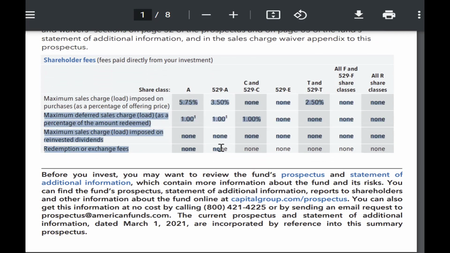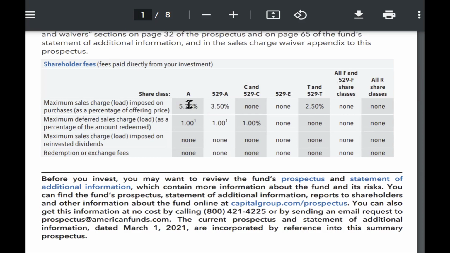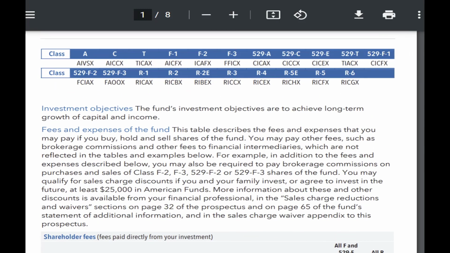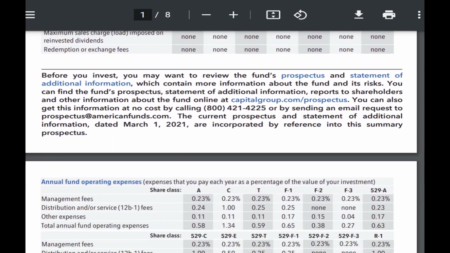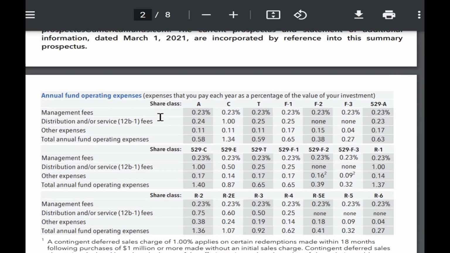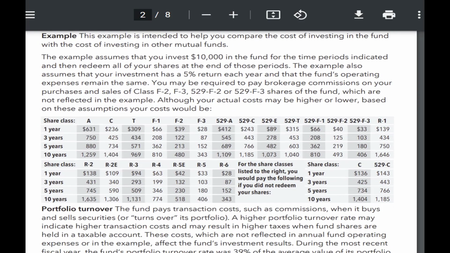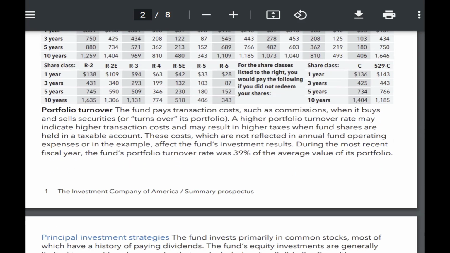Remember when we were talking about the fees of various mutual funds? The A shares, the C shares, the F shares. The B shares are gone. And there's all the different class shares, and we talked about that there are dozens of class shares. Remember all the information about the management fees, the other expenses, the 12b-1 fees? It's all in the prospectus. And you read the prospectus, right? Ha ha ha.